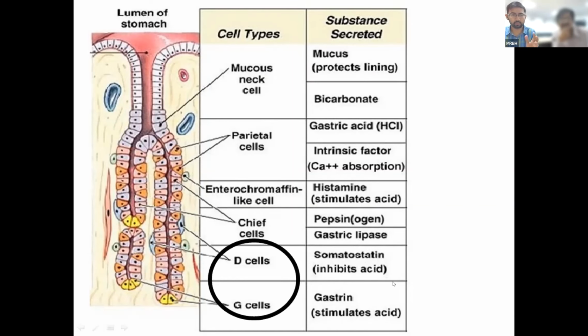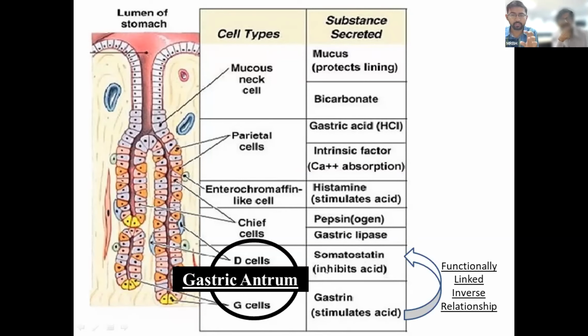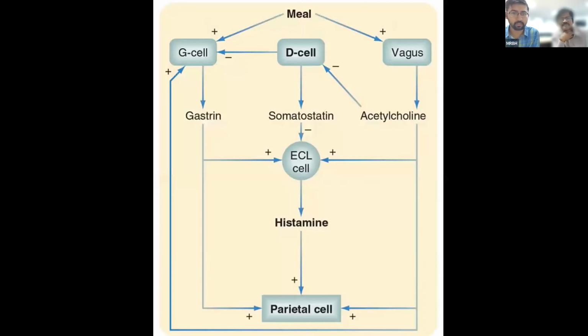Now, this composition is not uniform across the entire stomach. In the body and in the antrum, they mainly differ. The D cells and the G cells are mainly concentrated in the gastric antrum, and they are functionally linked with an inverse relationship. We will talk about this in detail.